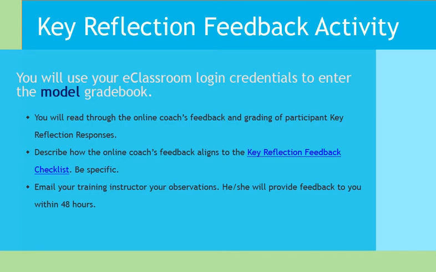Next, you will complete the key reflection feedback activity. You will use your eClassroom login credentials to enter the model gradebook. You will read through the online coach's feedback and grading of participant key reflection responses. Describe how the online coach's feedback aligns to the key reflection feedback checklist. Click on the hyperlink right now to access that file. Be specific. Email your training instructor your observations. He or she will provide feedback to you within 48 hours.